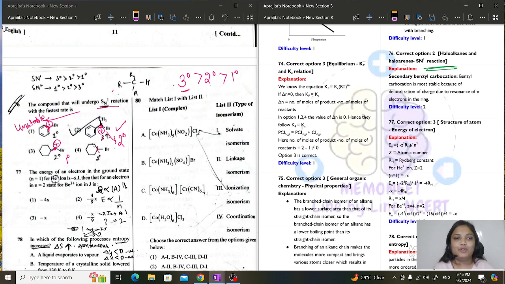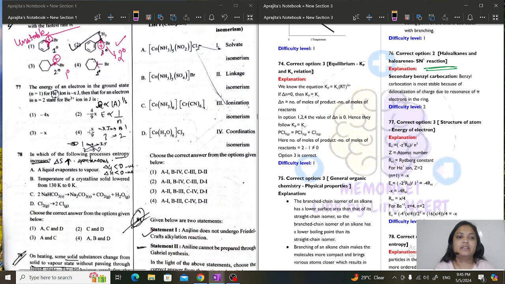Now let's go to our question number 77. The energy of an electron in ground state, that is for helium He plus ion, is minus x. Then for the electron in n equal to 2, that is for beryllium 3 plus ion, would be.